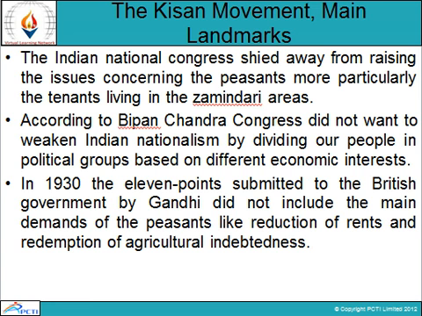The Indian National Congress shied away from raising the issue concerning the peasants, particularly the tenants living in the Zamindari area. According to Bipin Chandra, Congress did not want to weaken Indian nationalism by dividing our people into political groups based on different economic interests. In 1930, the 11 points submitted to the British government by Gandhi did not include the main demands of the peasants, like reduction of rent and redemption of agricultural indebtedness.